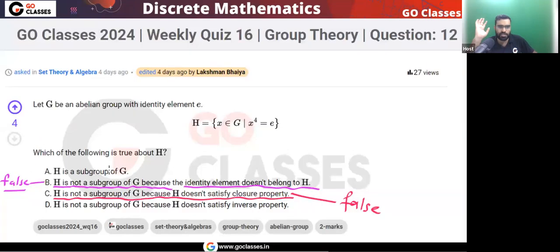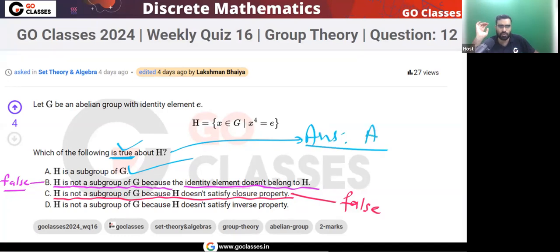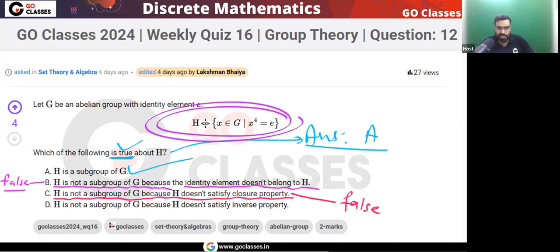So what is the answer for this question? The answer will be H is a subgroup of G. So the answer is going to be A. This is a type of question they can ask in the GATE exam. G is a group, they can give you some subset and ask you, is this a subgroup?